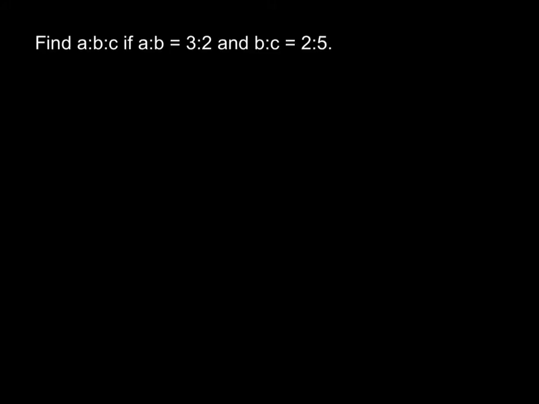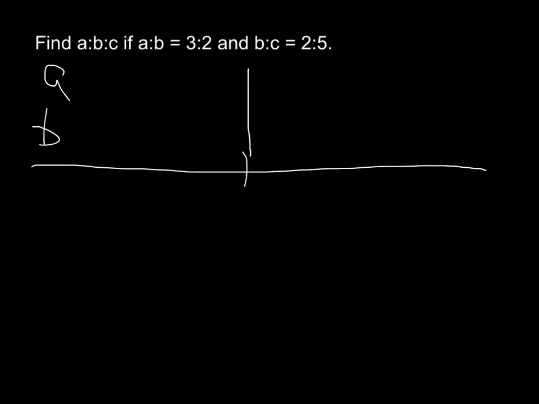So here's the problem we have. Find the ratio A to B to C if A to B equals 3 to 2 and B to C equals 2 to 5. And the key you're going to have with these is you're going to need to go ahead and bar model both ratios. In fact, what I will probably do on most of these is draw a vertical line, because I'm going to put the first ratio, the ratio of A to B, on the left, and then the ratio of B to C on the right. And I'll go ahead and make both bar models.